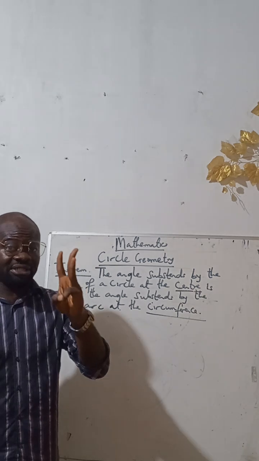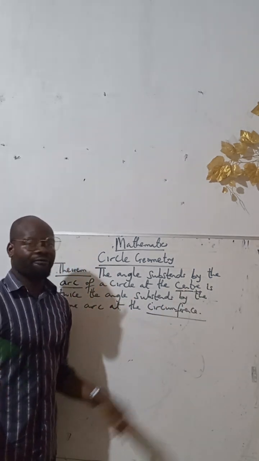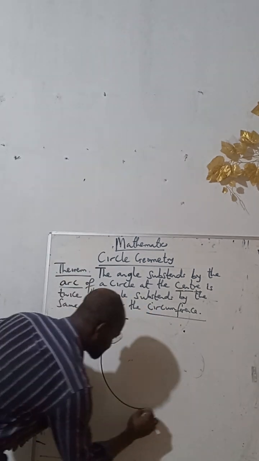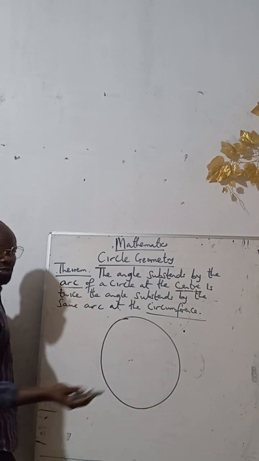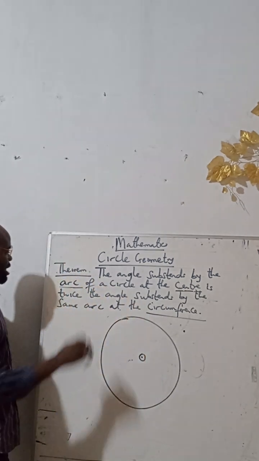Just have to look at three different things. First one is the arc, then the center, and circumference. So let's draw a circle and let's see what we have. Let's say this is a circle, you understand me now? So of course we know where the center is. Center is the middle. Now let's show the arc.